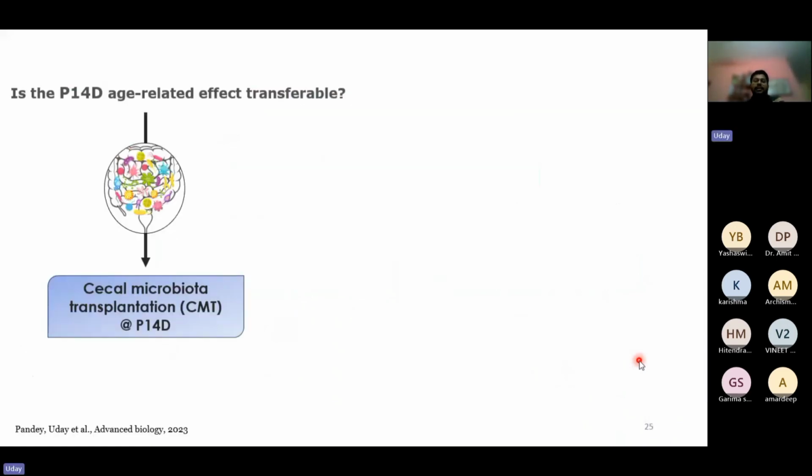So we showed that postnatal day 14 is an important period and microbiota disruption at this time point has a detrimental effect. But can we repopulate with healthy microbiota, and could it be transferable? That would be the actual evidence of our causal study. So we tried to transplant the microbiota from the control group. We planned an experiment called cecal microbiota transplantation.